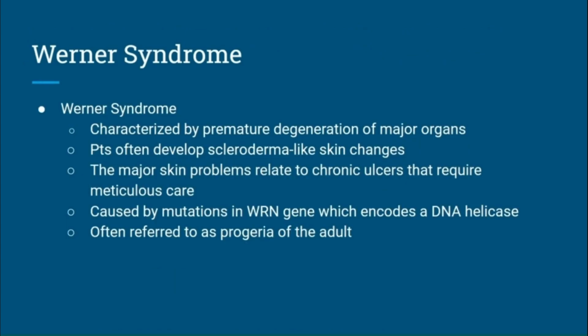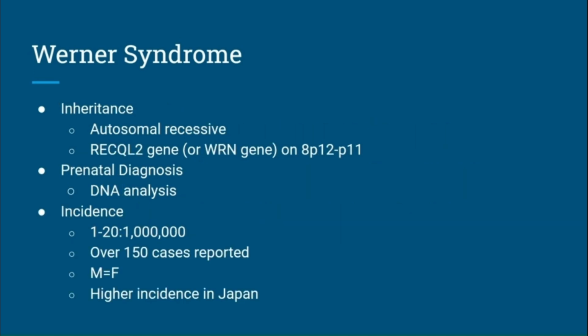Werner syndrome here is characterized by premature degeneration of major organs. Patients often develop scleroderma-like skin changes, and the major skin problems relate to chronic ulcers that require meticulous care. This is caused by the WRN gene, which is a DNA helicase gene, but is considered to be the progeria of the adult, and that's hence why it's in this chapter, okay?